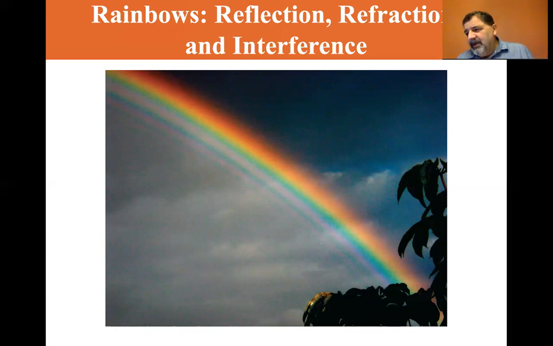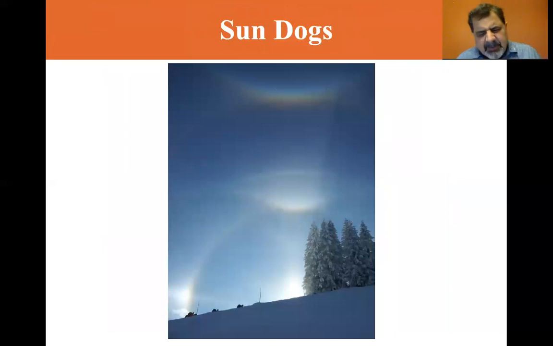Pastel colored bands below the rainbow are due to the interference of the waves. And sun dogs: sometimes you see a halo around the sun, and those are from ice crystals. Often you can see it around the moon if you have just a haze of ice crystals in the sky. You see this beautiful circle around the moon, and you can see it around the sun also, called sun dogs.